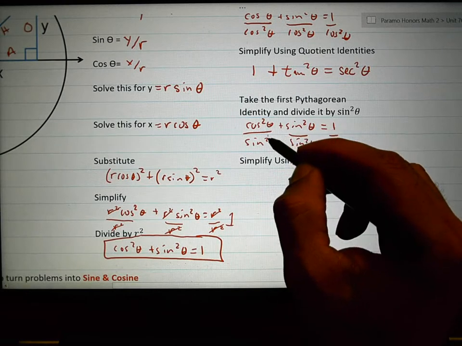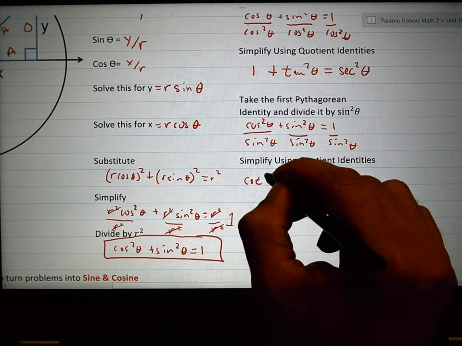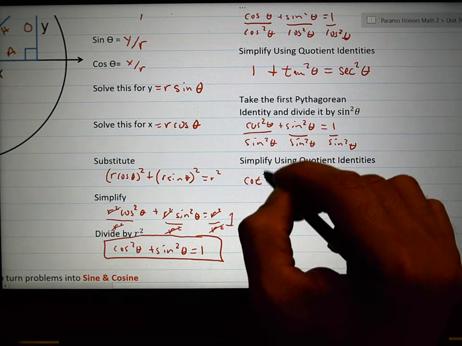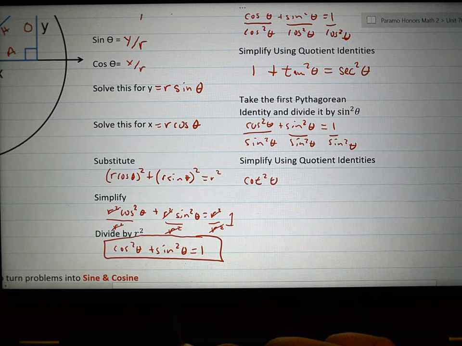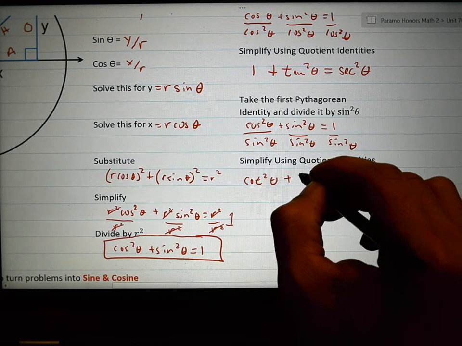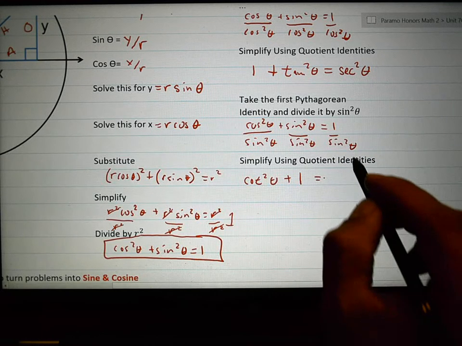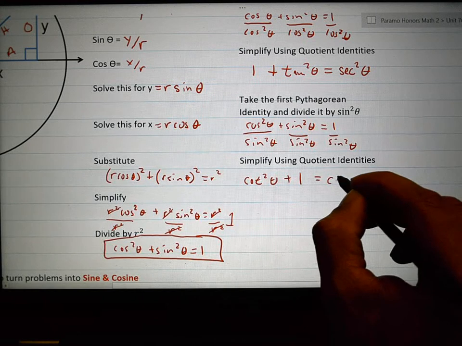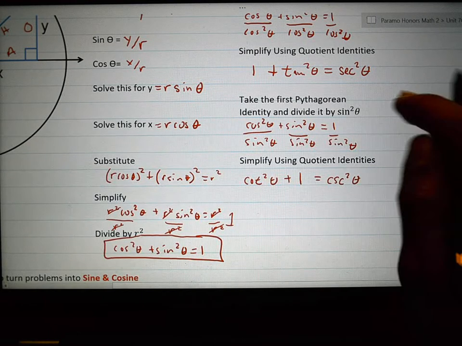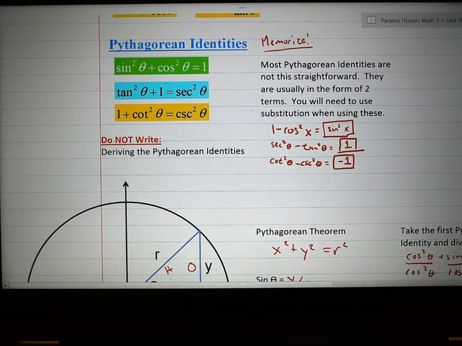Cosine squared divided by sine squared is? Don't forget, that cotangent has to be squared as well. So be specific. Plus, what does that go in? 1. And I want to move it from the denominator to the numerator, but it's squared. And guess what that is? That is our third Pythagorean identity.